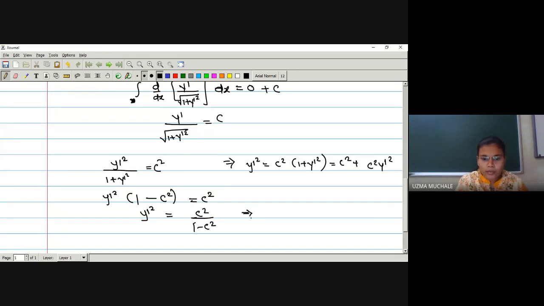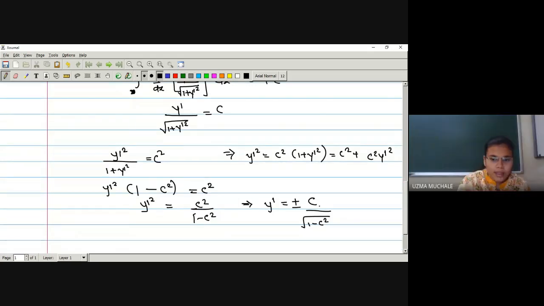So what will be the value of y dash? It is nothing but plus or minus c upon under root of 1 minus c square. Right? Yes, ma'am. Okay.